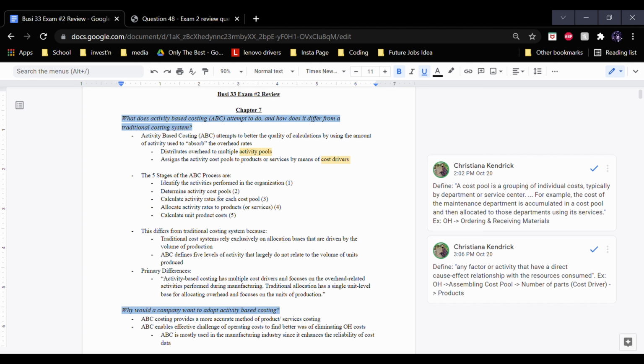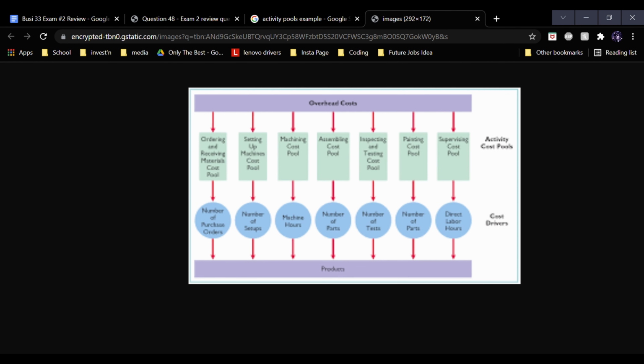Activity-based costing distributes overhead to multiple activity pools. Activity pools is a group of individual costs, typically by department or service center. For example, the cost of the maintenance department is accumulated in a cost pool and then allocated to departments using its services. So for example, overhead costs, right? That's the main part of it.